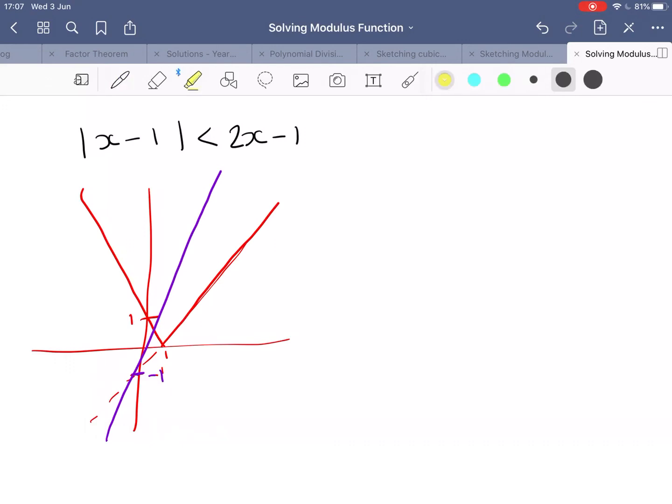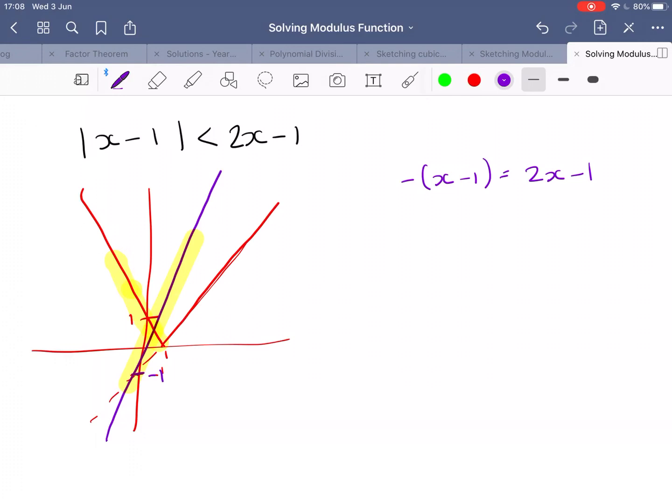So it's one of those where we've only got one point of intersection. So I need to think, which of my lines do I need to use? Well, I've obviously got the line y equals 2x minus 1, but this is the negative part of my modulus line. So what I have is minus (x minus 1) is equal to 2x minus 1.